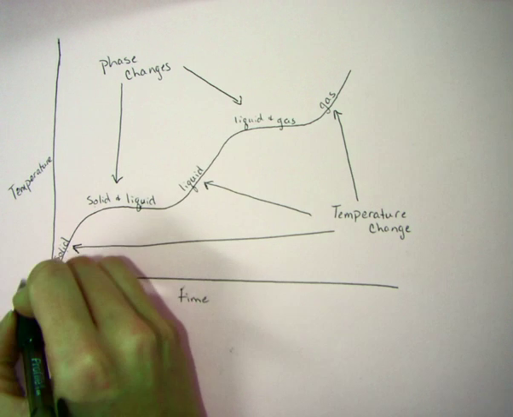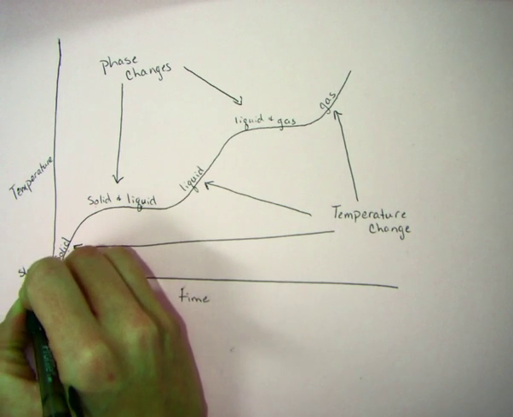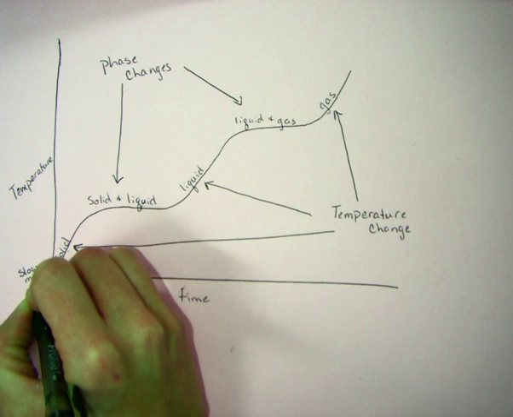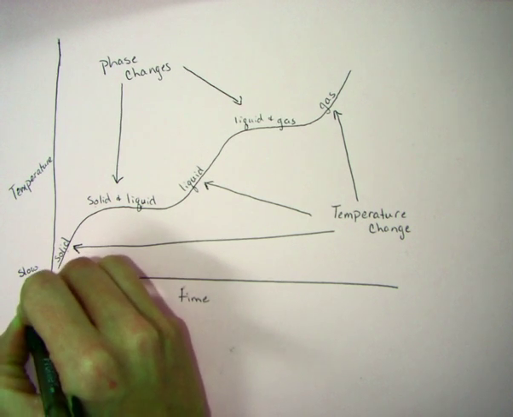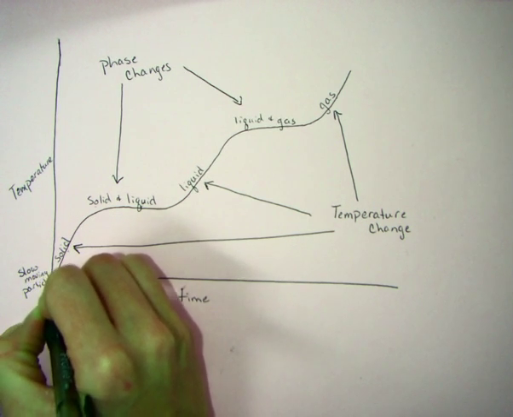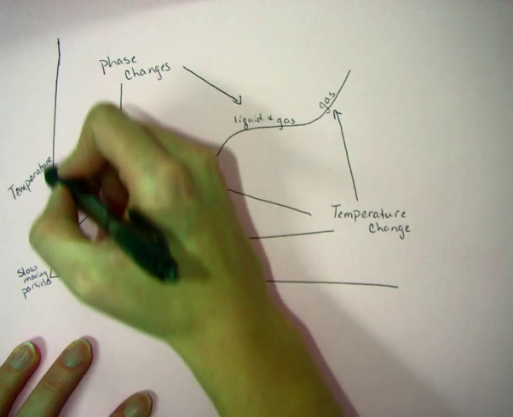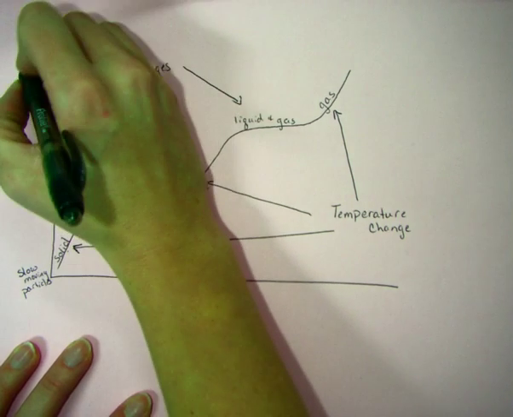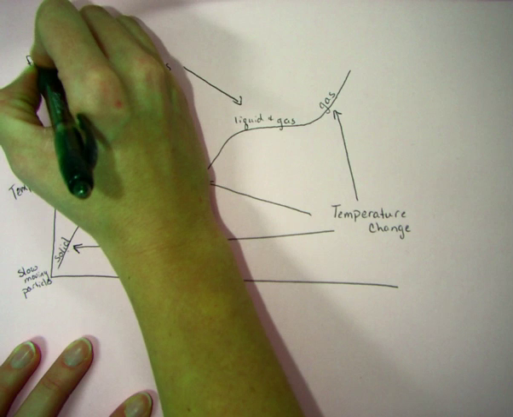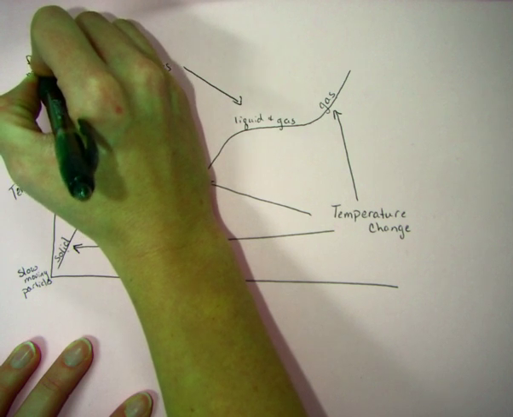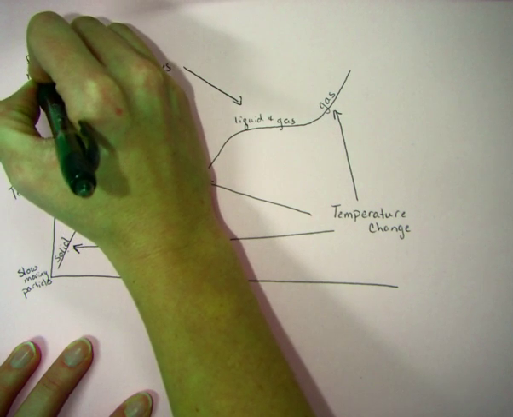All right. Couple of things that are also useful along this line. If we start down here at the bottom, we have very slow moving particles. And as we increase temperature, we get faster moving particles. So up here we have fast moving particles.